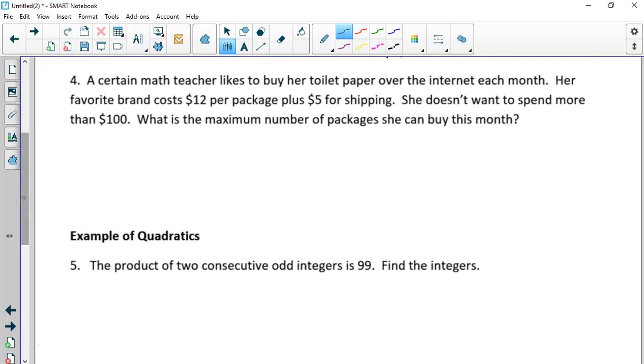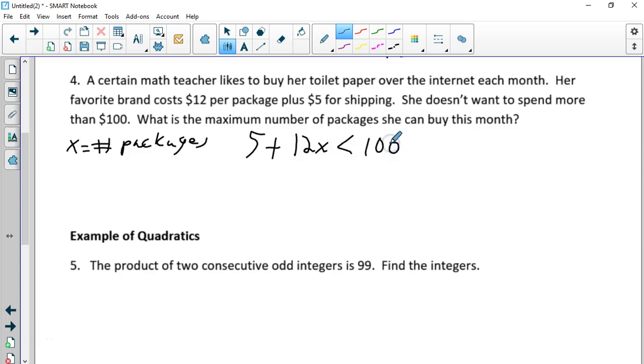Number 4. A certain math teacher likes to buy her toilet paper over the internet each month. Her favorite brand costs $12 a package plus $5 for shipping. She doesn't want to spend more than $100. What's the maximum number of packages she can buy? So x is going to be our number of packages. The $5 is a constant. It just costs $5 to ship. Plus, it's $12 per package. And she wants to spend less than $100.